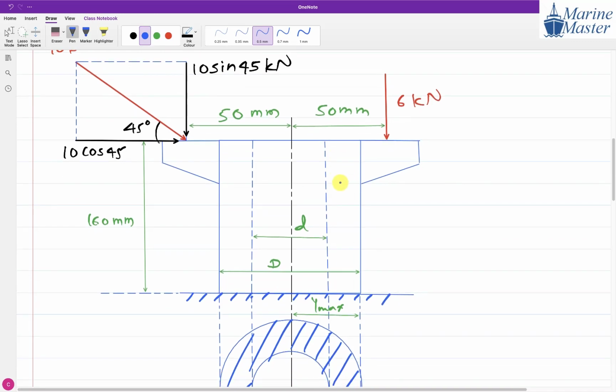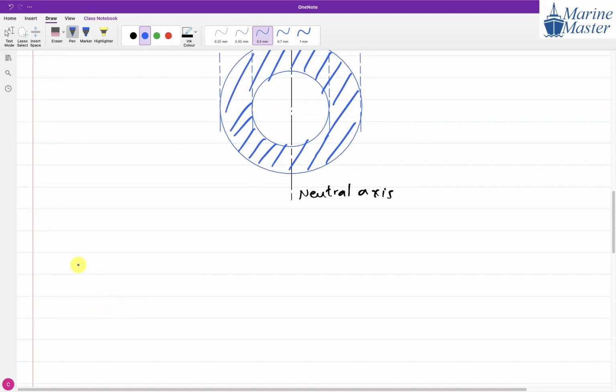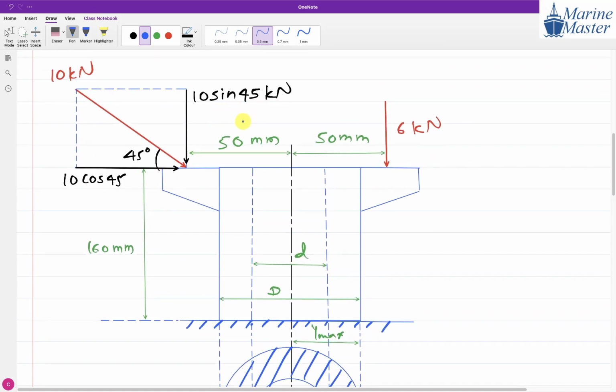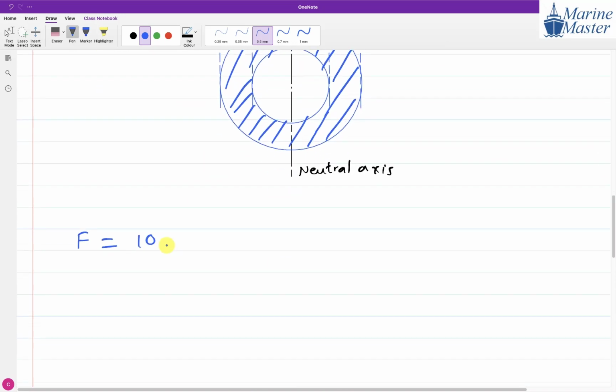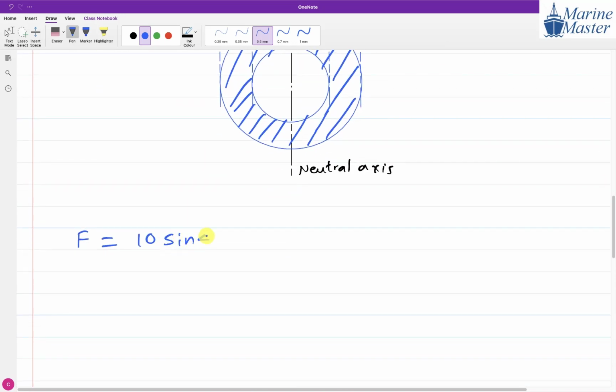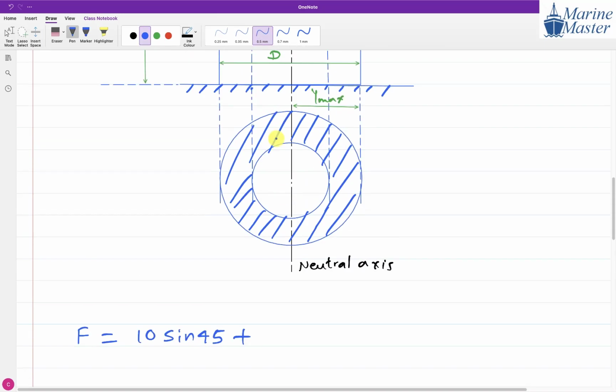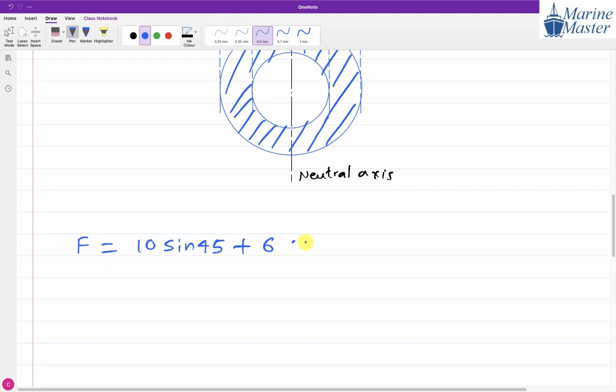So then F will be what, here? 10 sine 45 plus 6 kilonewton. Only these forces, because we are seeing which forces create compression, decreasing length.